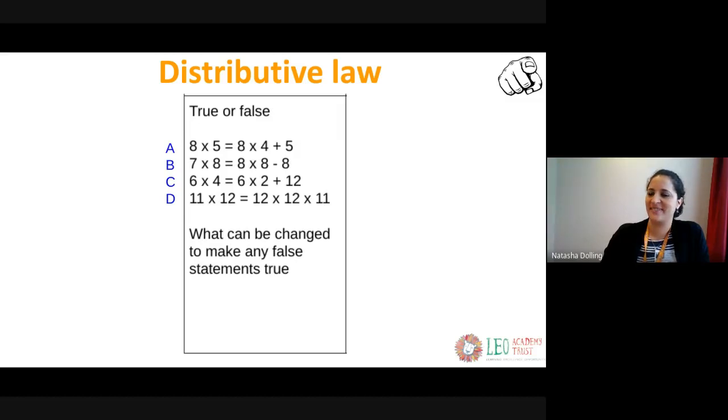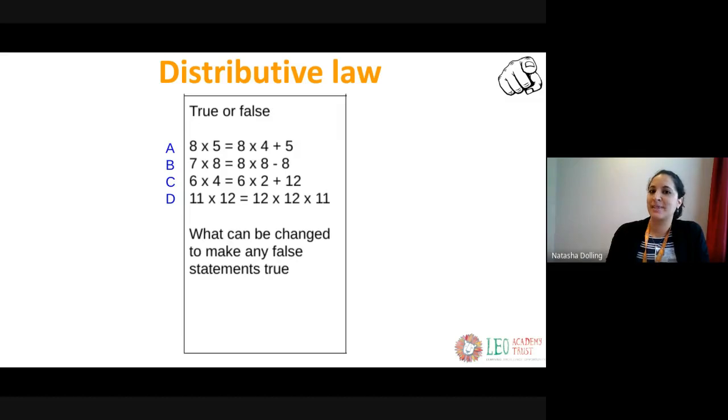So somebody has said that A can be changed to 8 times 4, add 8, not add 5. Interesting. Yeah, so I can see lots of you saying that, and essentially you are correct. 8 times 5 is equal to 8 times 4, add 8.